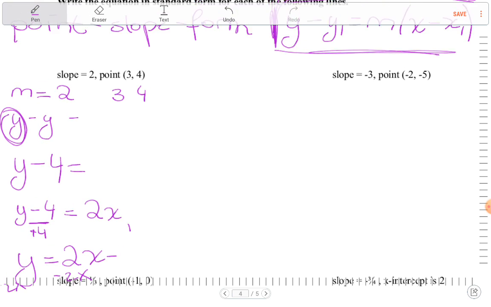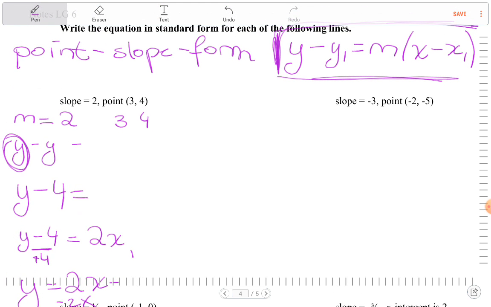Okay, let me go back so you can see the formula. So what am I given? I am given a slope, which is my m, of -3, and I'm given 1 point of -2 and -5. Let's fill it into our equation. Remember, the first y never changes. The y1 is your y coordinate.